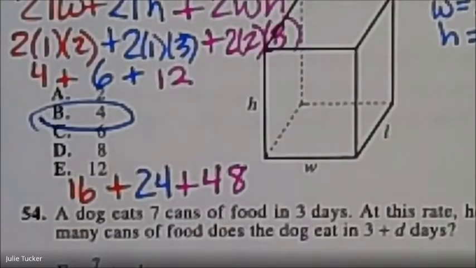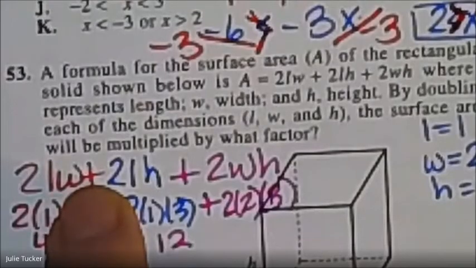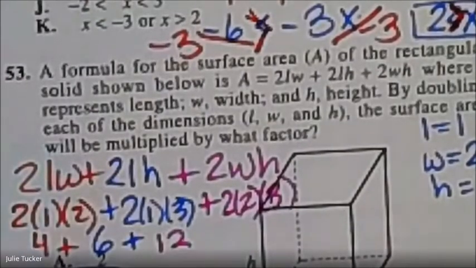And it's just because you double the length and the width and the height. So when you do the L times the W, it's doubled and doubled. So 2 times 2 is 4. All right, number 54.